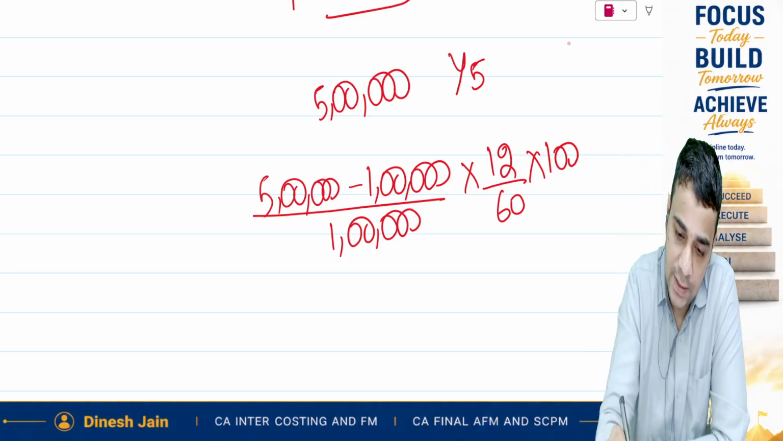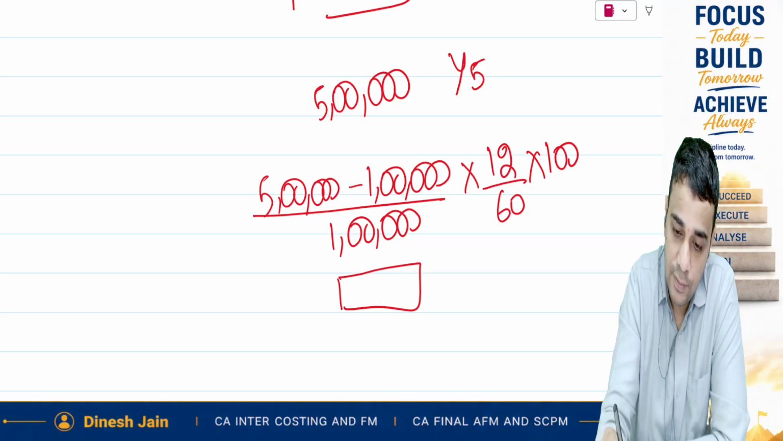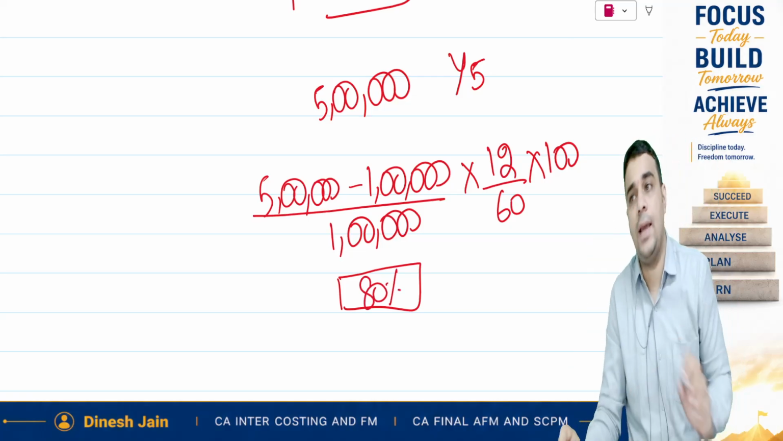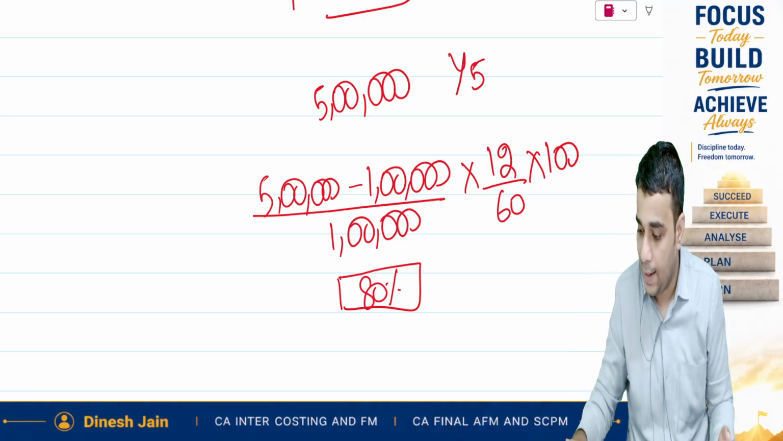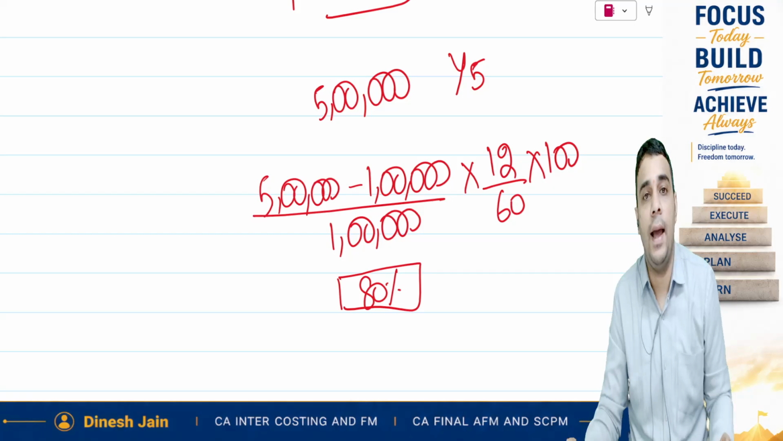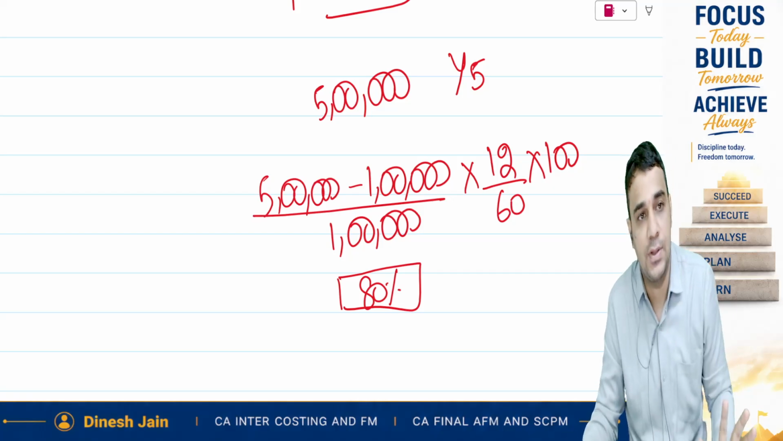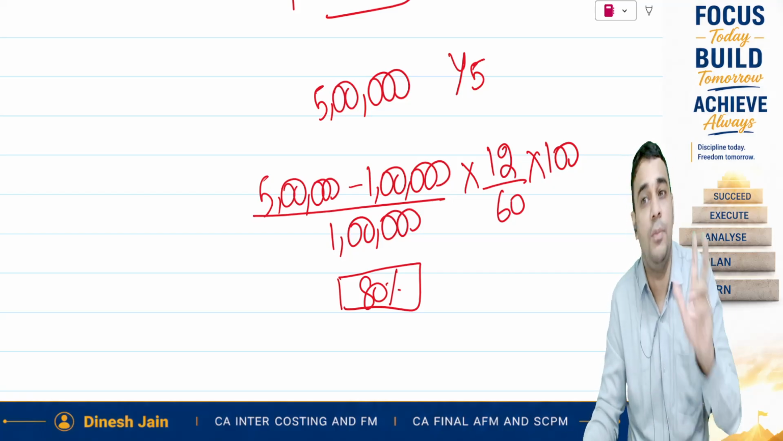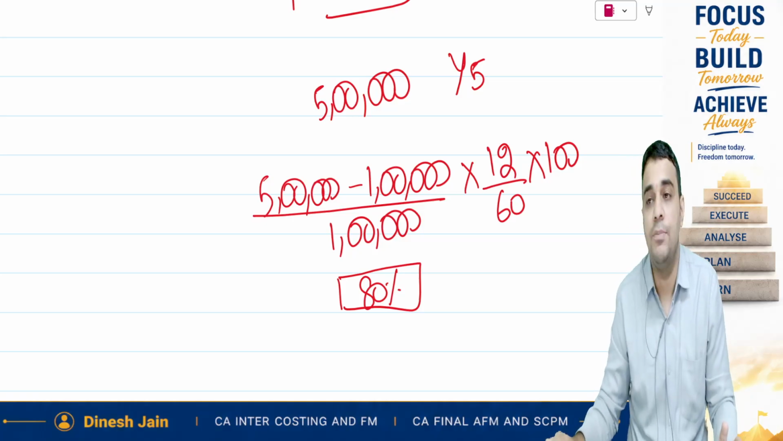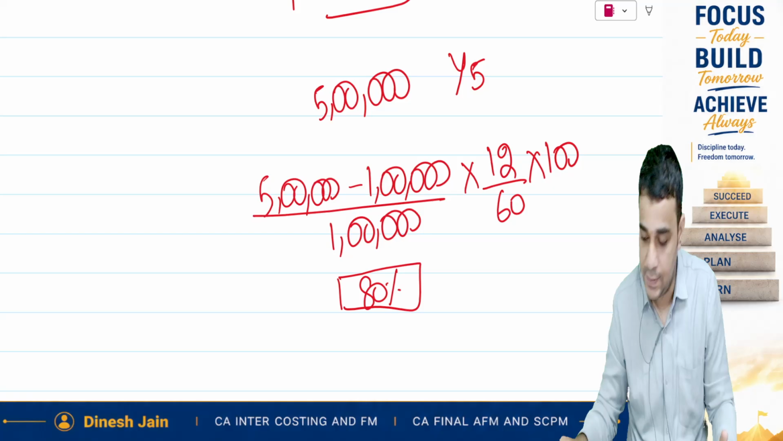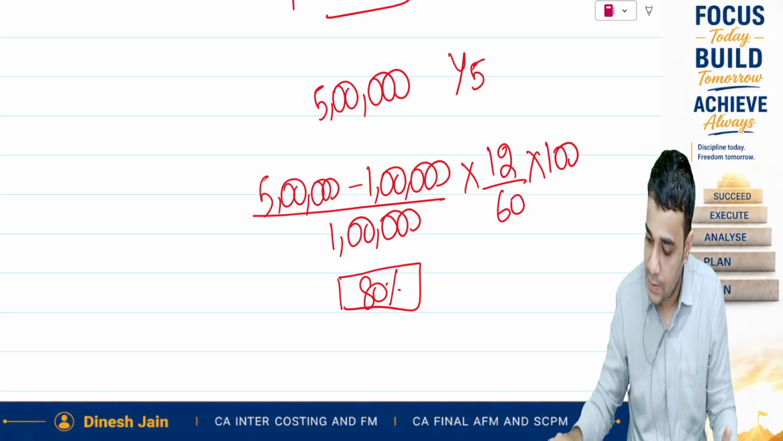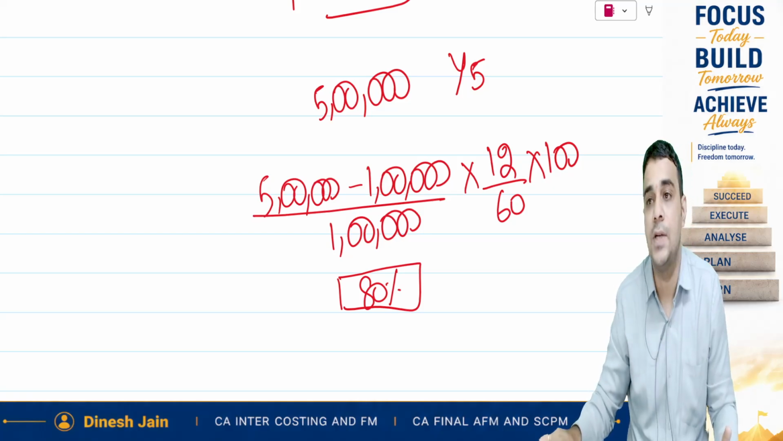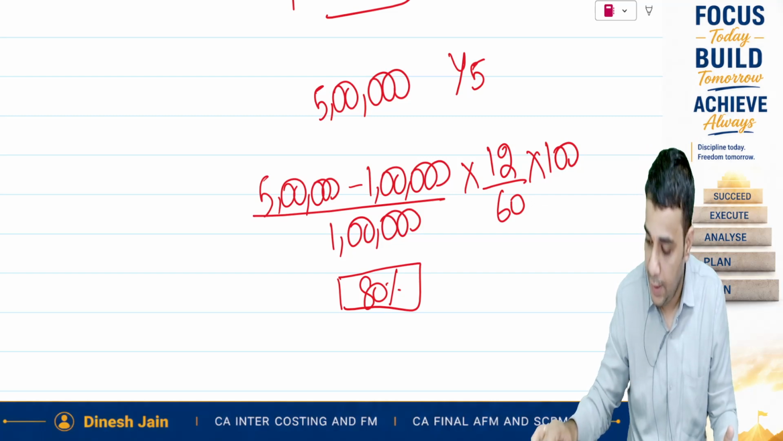Can you tell me the percentage here? 80%. Now in the calculator, do one thing. 1 lakh, add 80% 5 times. You tell me what amount you get. You will get something different, and I will explain my next concept.